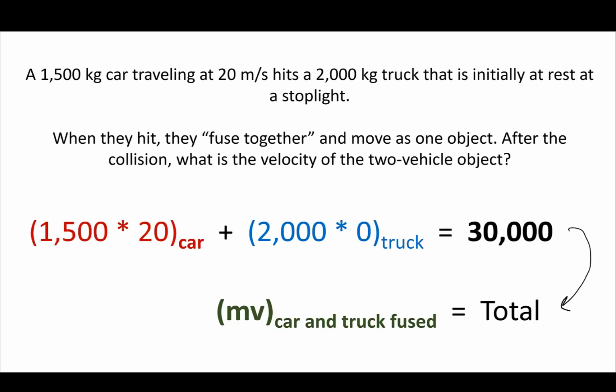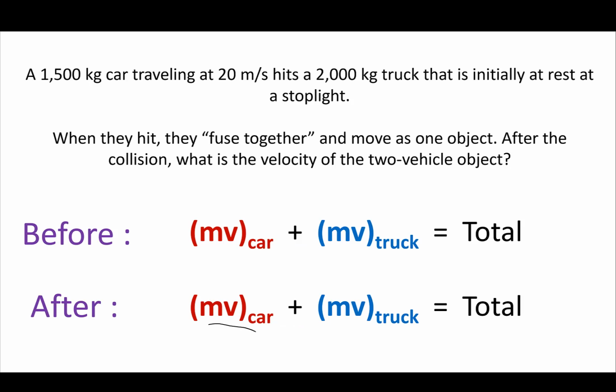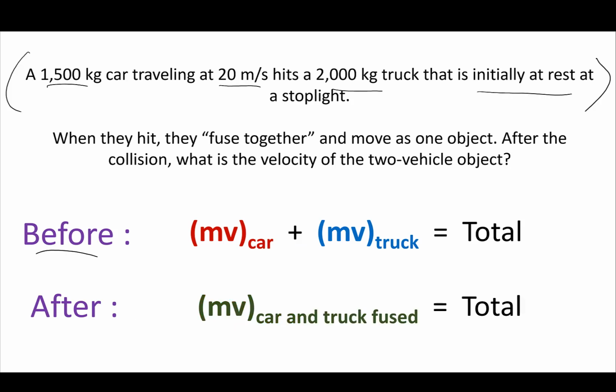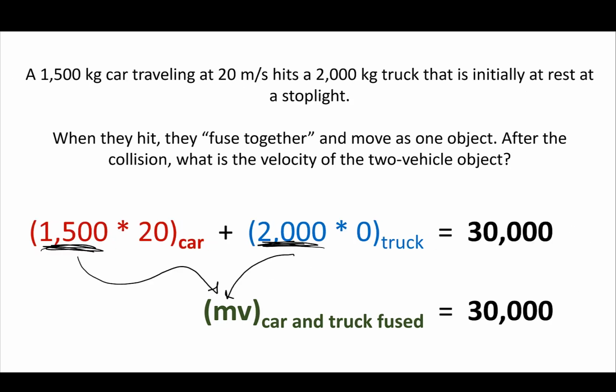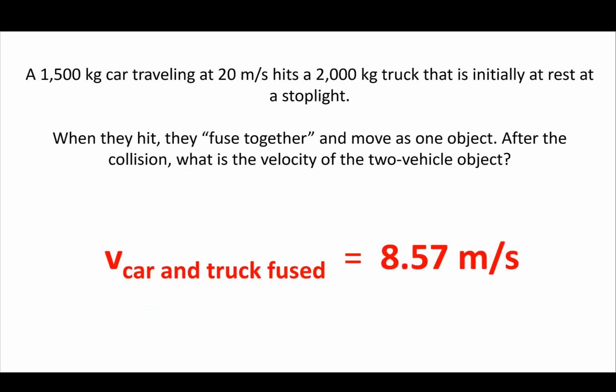What we did was we set up our equations. We realized that after the collision, these two things fused together, but it's the same system, so they have the same total momentum. And we realized that we can get this mass by adding up the mass of the car and the mass of the truck. So once we make those assumptions, we can just plug in numbers and get the answer, 8.57.